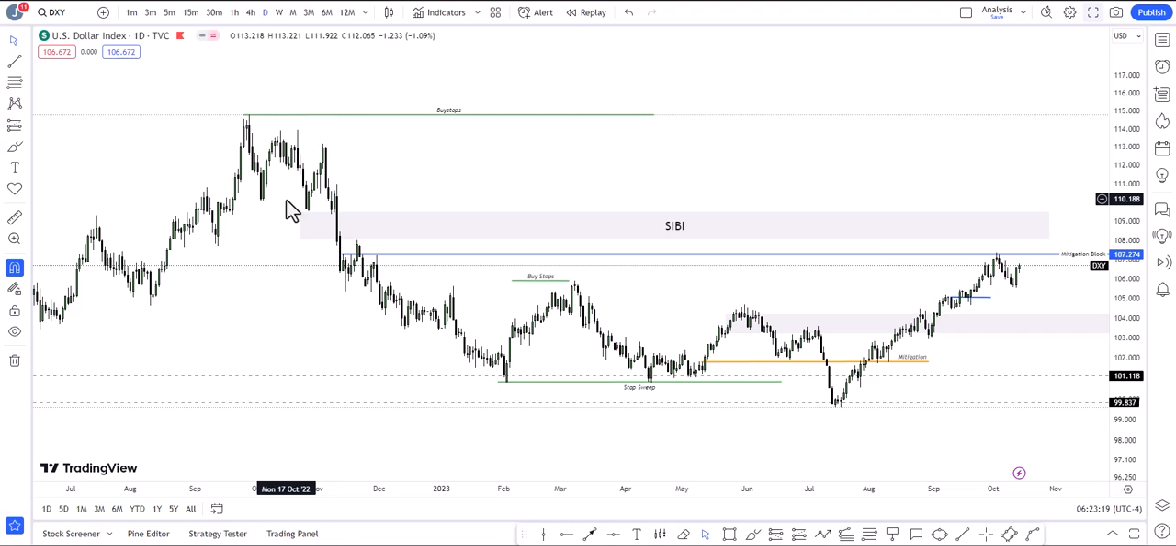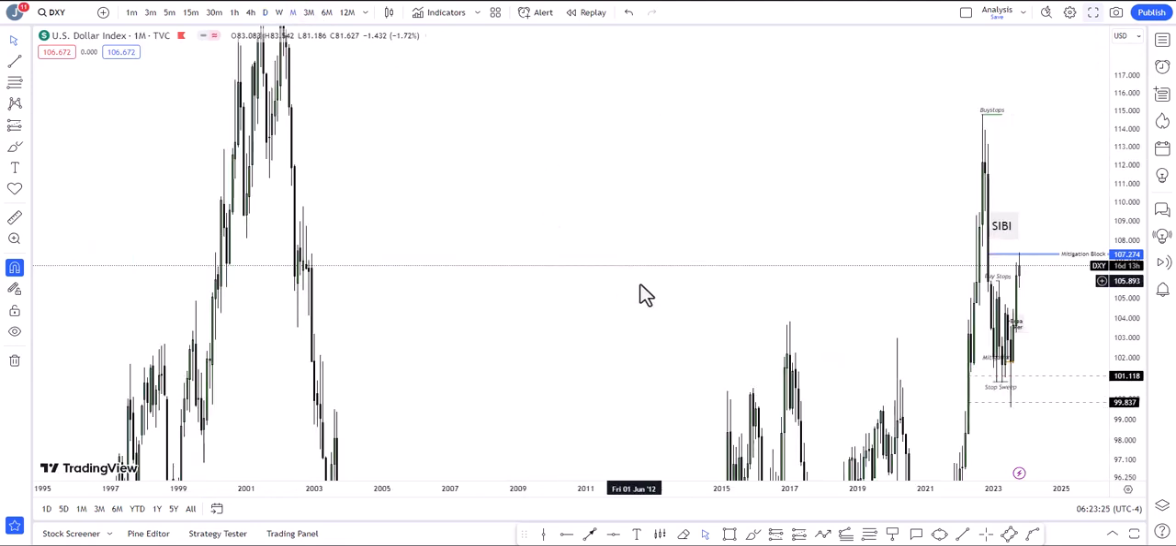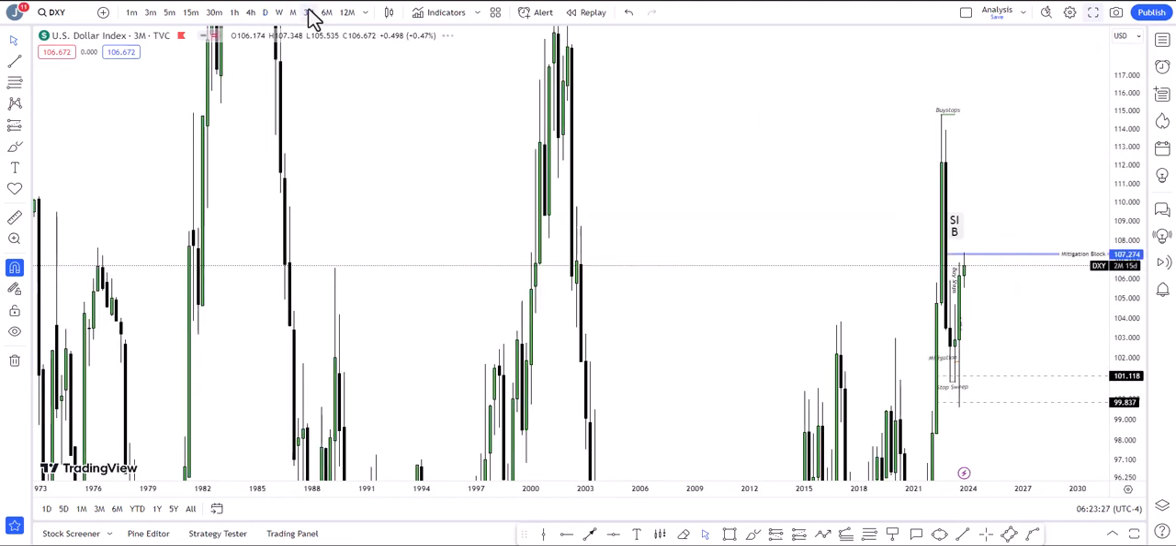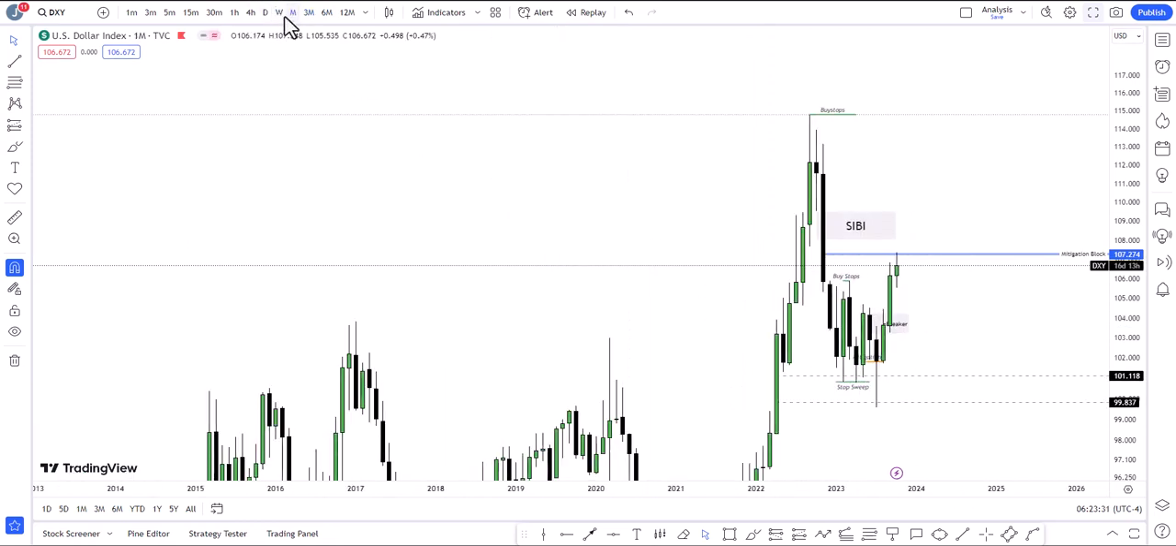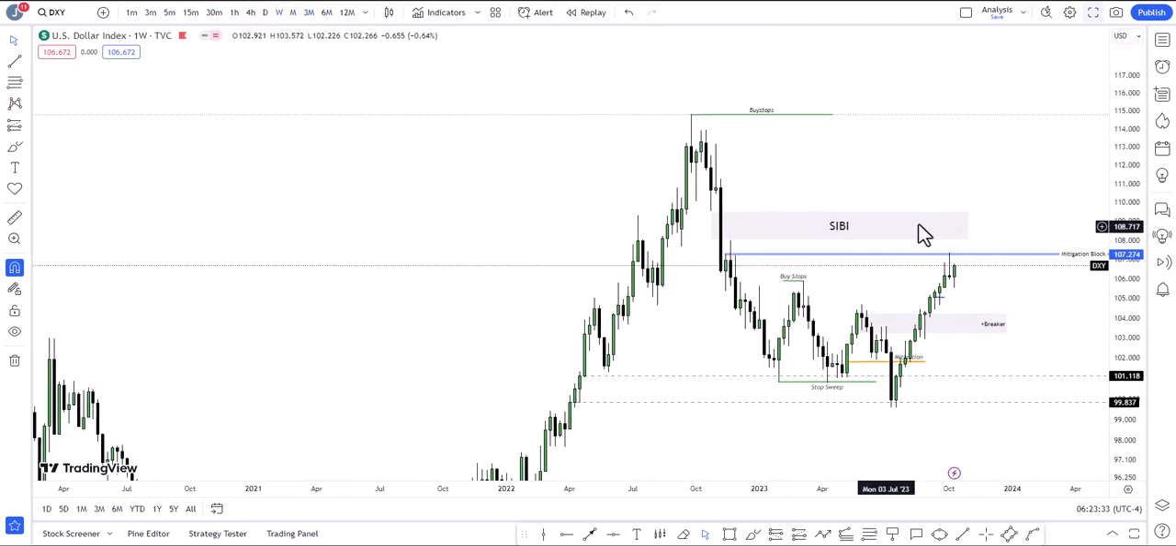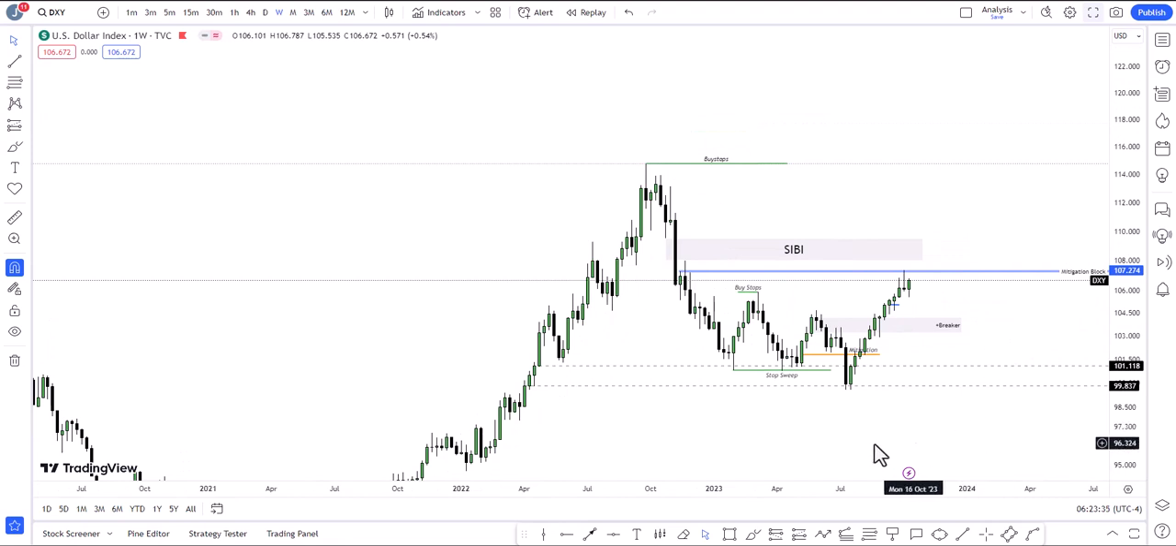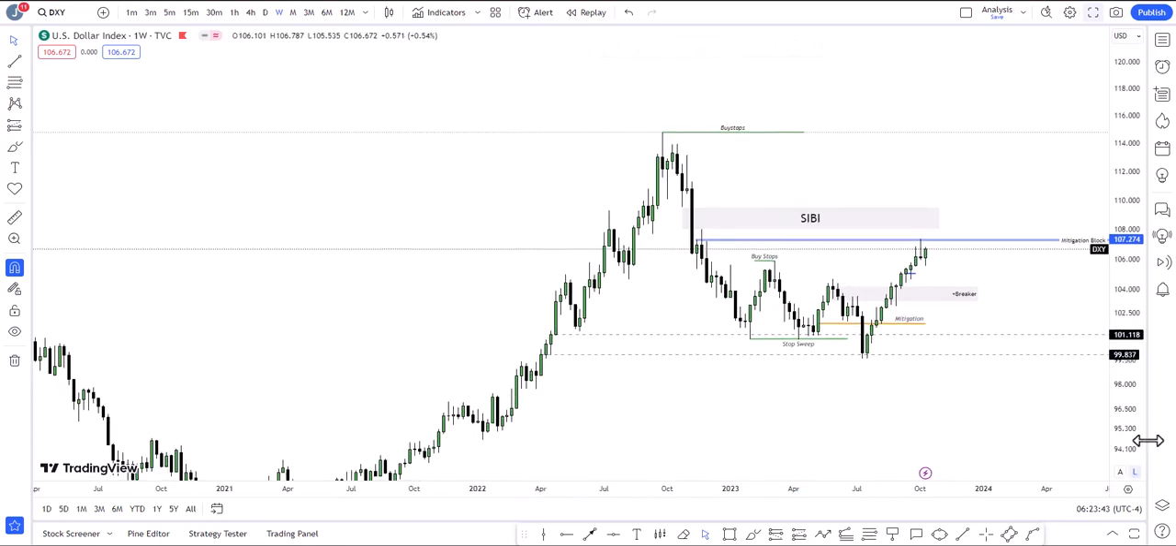So I'm currently looking at the dollar here. I'm just going to zoom out to a higher time frame for you all. So as you can see, right, weekly perspective, let me just move that out there a little bit like that. From a weekly perspective, we have this little fair value gap here.